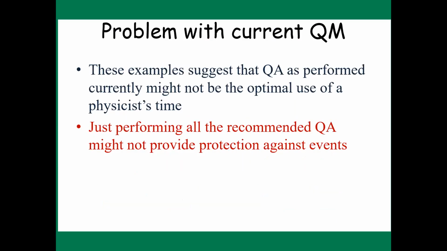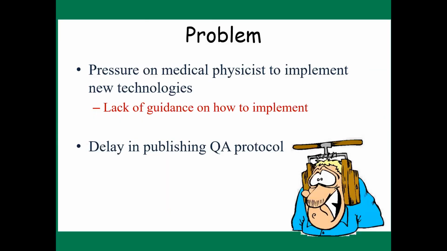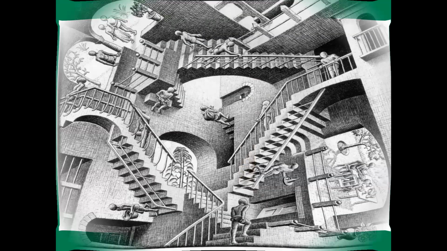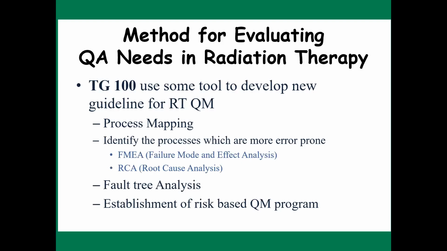So the problem with the current QM: the example suggests that QA as currently performed might not be the optimal use of physicist time. Just performing all recommended QA might not provide protection against the event. There is pressure on medical physicists to implement new technologies, lack of guidance on how to implement, and delay in publishing QA protocols. So what to do? There are multiple ways we can go. The method of evaluating a QA need in radiation therapy: TG100 uses some tools to develop new guidelines for RTQM.